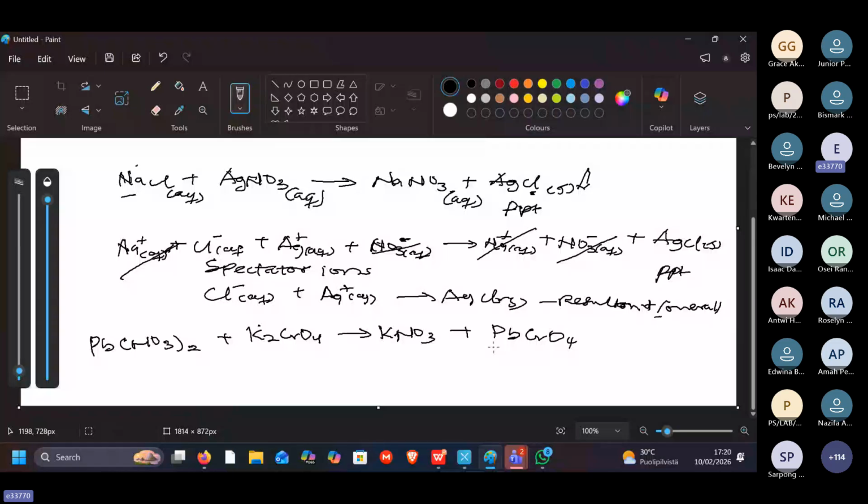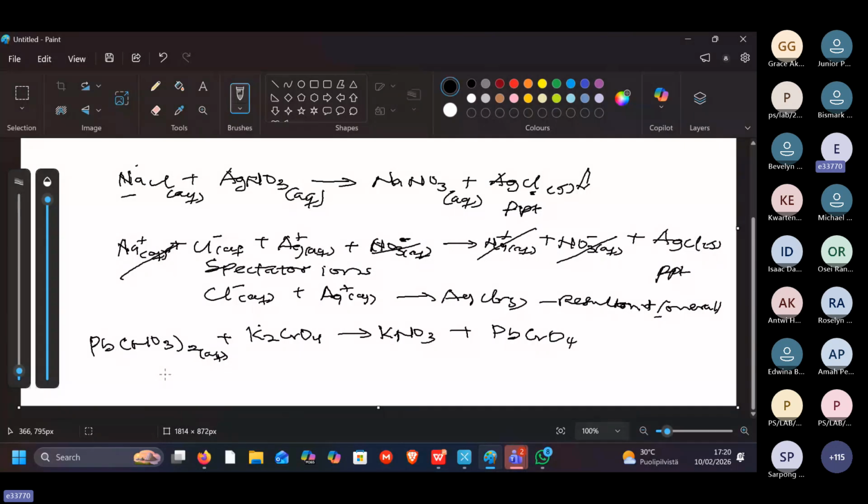Now let's predict that. Lead nitrate, is it going to be solid or is it going to be aqueous? Aqueous. I don't know why you are still not following the rules. Nitrates and acetates are generally soluble, no exception. They are generally soluble, no exception.